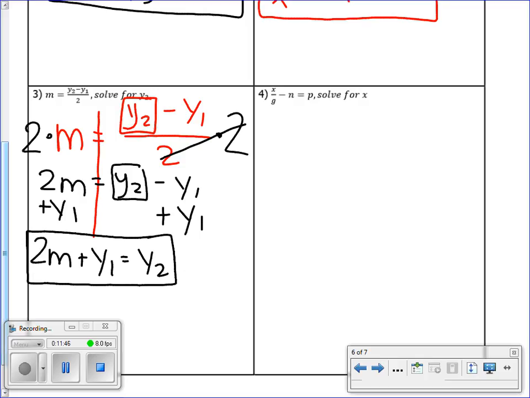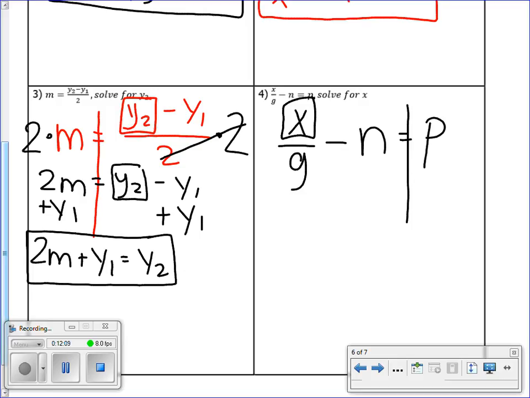Number 4 is x divided by g minus n equals p. Now, this one's a tad bit different than we're used to when we have fractions. Because our denominator is not under both my terms, I first have to undo the addition and subtraction. So if I'm solving for x, I need to move this negative n to the other side first. How do I move negative n to the other side? I add n to the other side. So I get x over g equals p plus n.